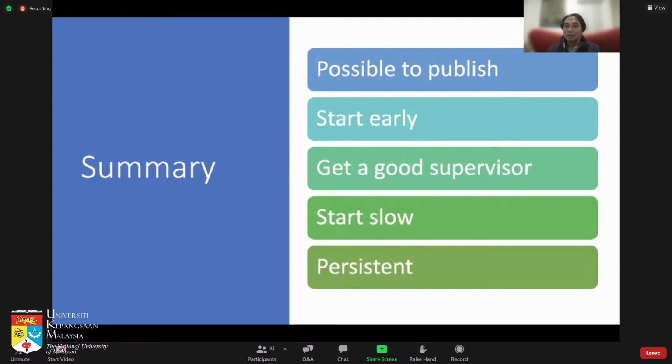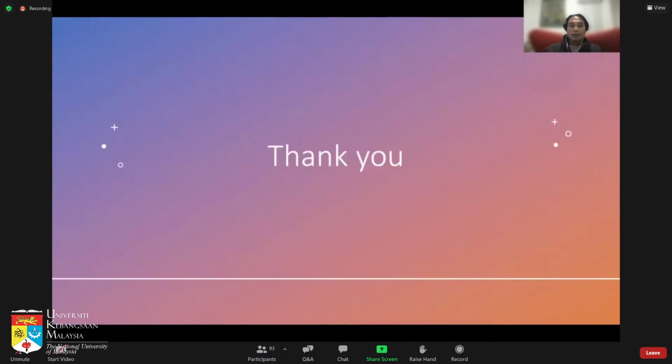Whenever you get comments from the reviewer, take them positively. Try to improve your manuscript and resend it. And maybe they will accept it and you get your work published. I think that's all. Thank you very much. I hope that this helped you a bit.